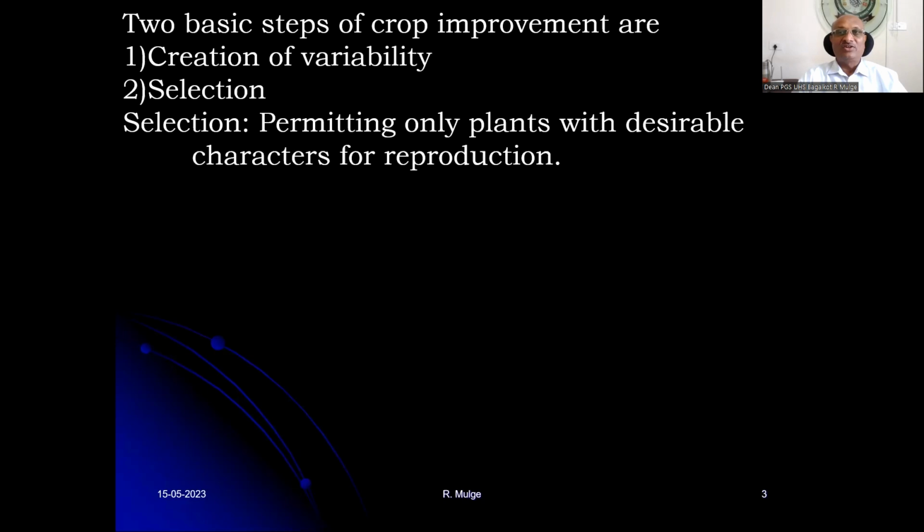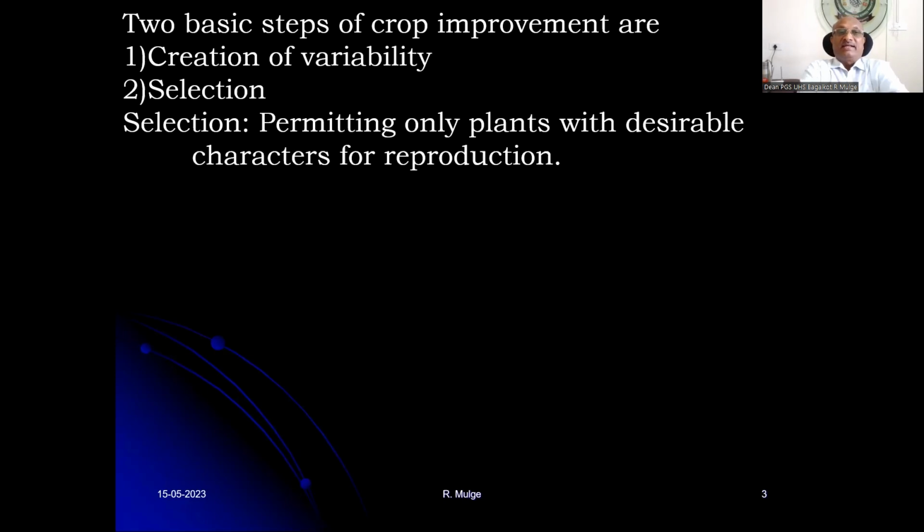Some methods do not create variability, it's only selection, right? But by and large, in all the plant breeding methods together, there are only two steps involved for crop improvement. First is the creation of variability, second is selection. It doesn't mean that both these steps are involved in every method, but selection is there in all the methods, whereas creation of variability is there or not depending on the plant breeding method. So selection is important.